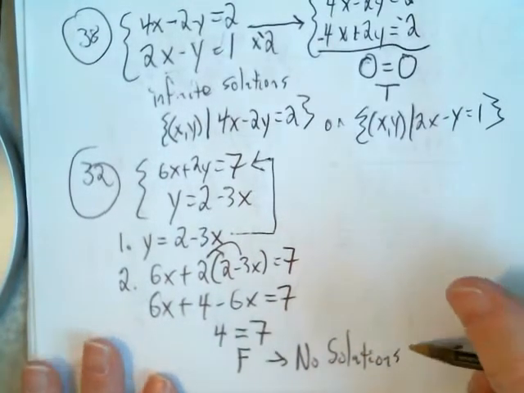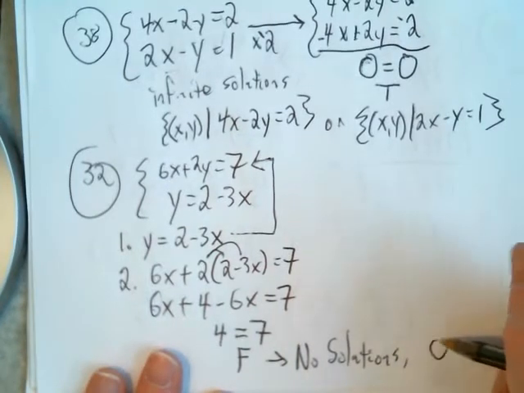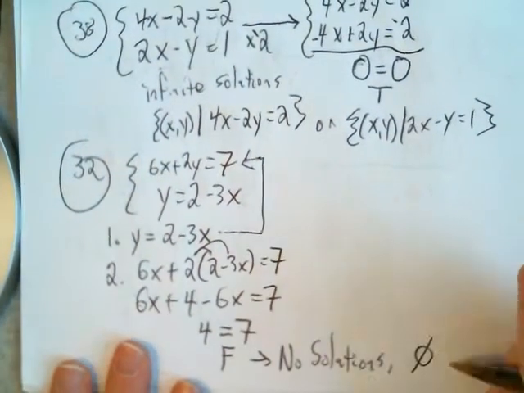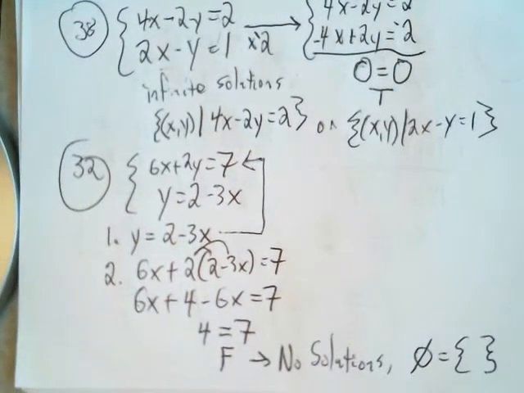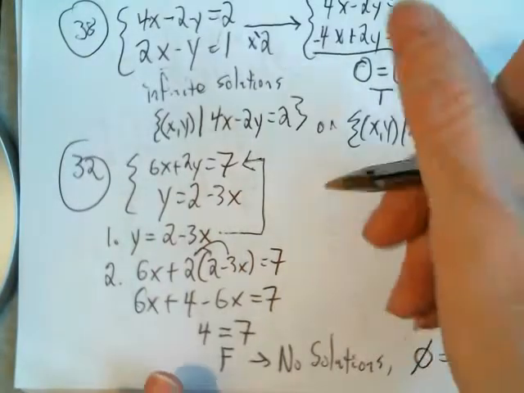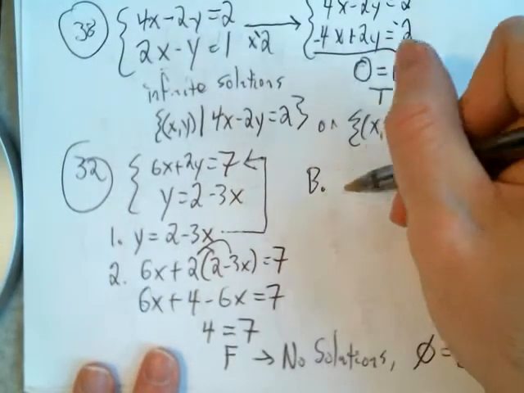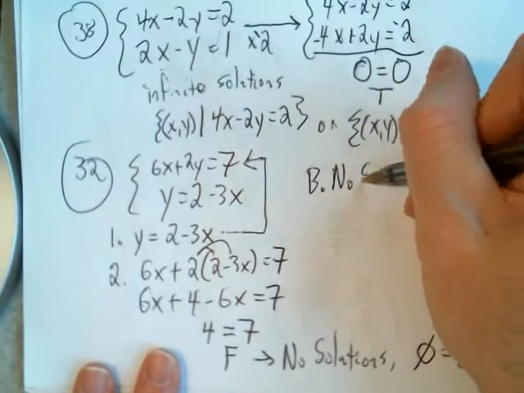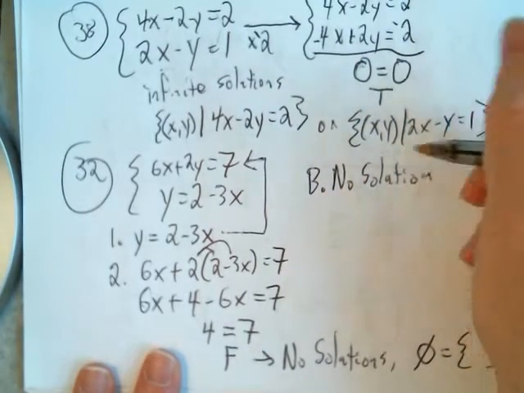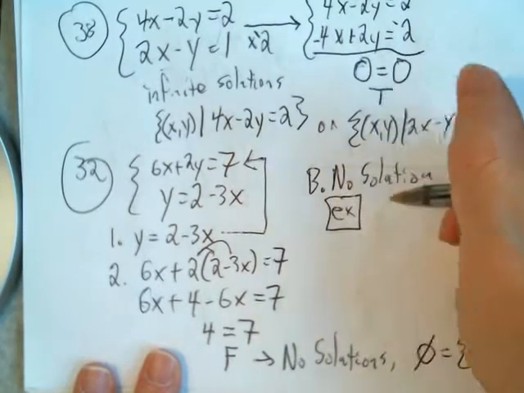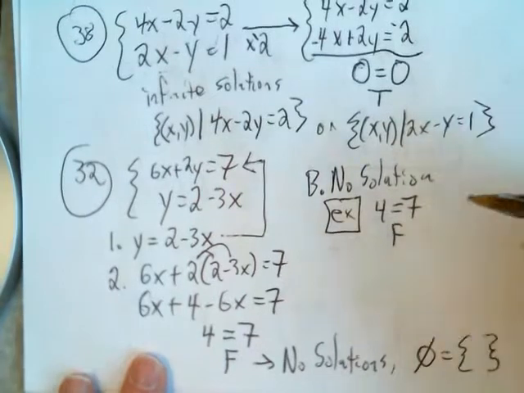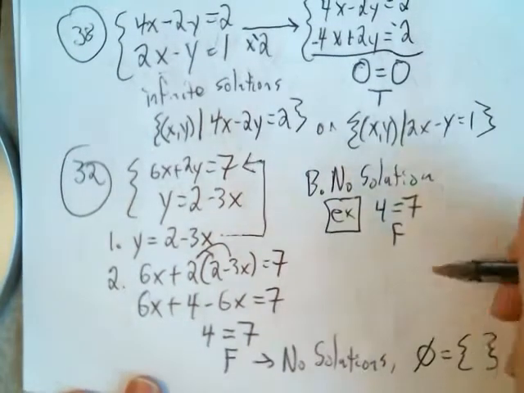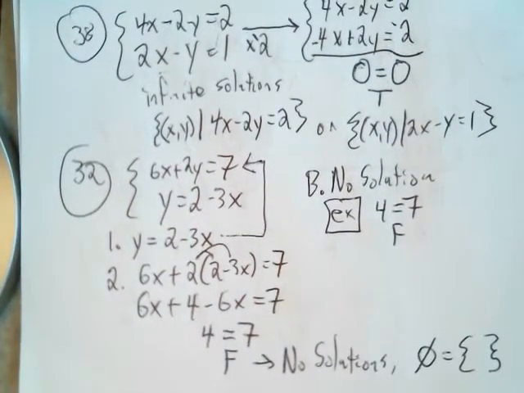And if you want to use our set notation, you could write the null symbol, which is equivalent to the empty set. So the set with nothing in it. Okay. So part B then, the no solution case we just looked at. For example, you'll end with a false statement, like we just saw, 4 equals 7, that's false. And so you'll write no solutions or the null set symbol.